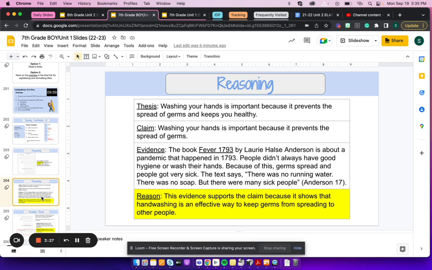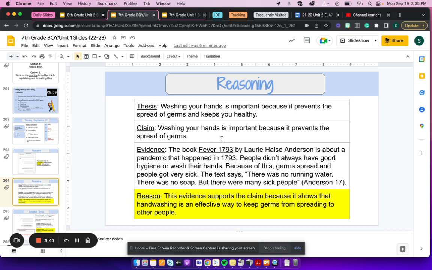The reasoning says this evidence supports the claim because it shows that hand washing is an effective way to keep germs from spreading to other people. So I explained how this evidence from the book supports my claim that washing your hands is important because it prevents the spread of germs.